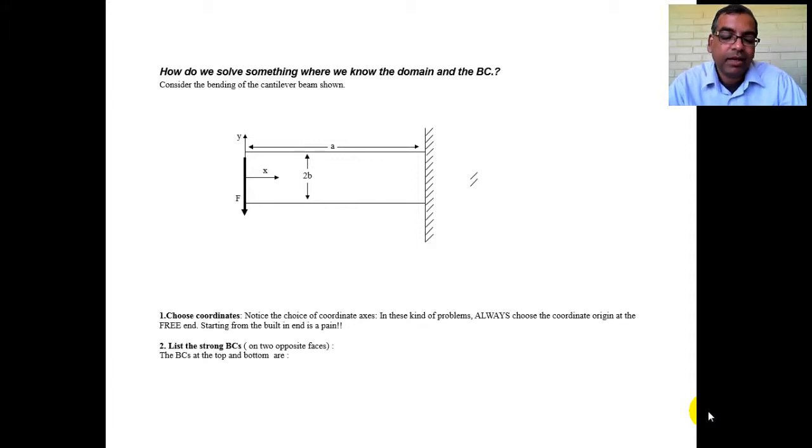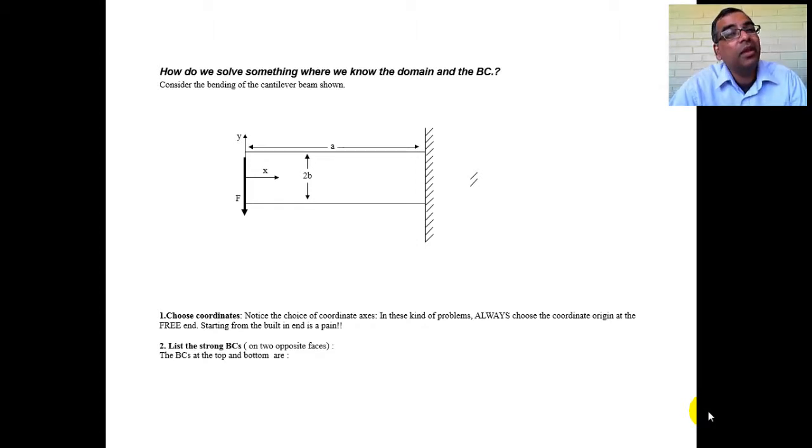Okay, so now we are going to take a look at a fairly serious problem. In this case, a cantilever beam problem. And in this case, the first step is to always choose your coordinate system. Choose your coordinate system from the free end, not from the built-in end. It will make your life a lot easier. So remember this always. Okay, this is a very good trick. It's a very useful one.